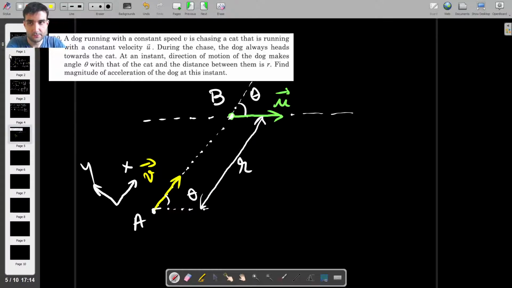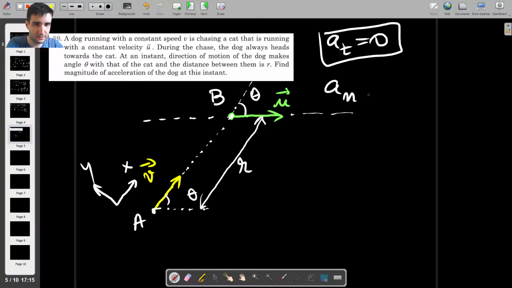Same as before, there is no tangential acceleration for the dot. So the tangential acceleration is 0 because the speed is constant. However, there is a normal acceleration, which is omega times v. We know v, therefore we're trying to find omega. So let's apply Euler's equations, which are as follows, or just one equation for velocity.